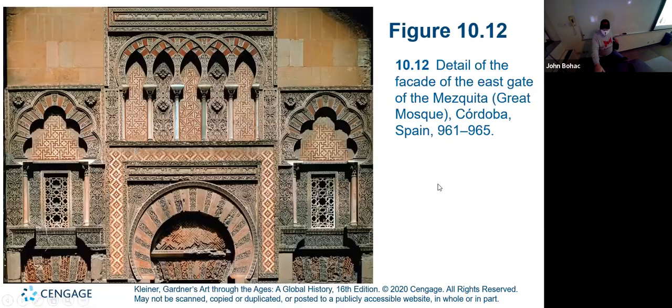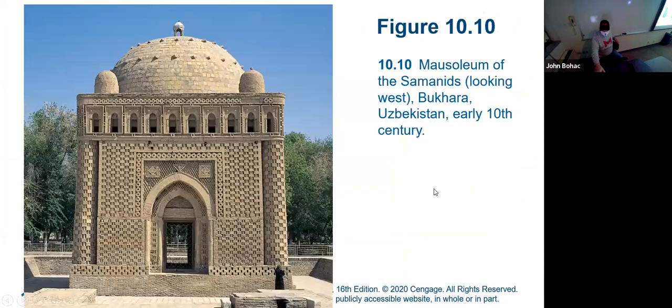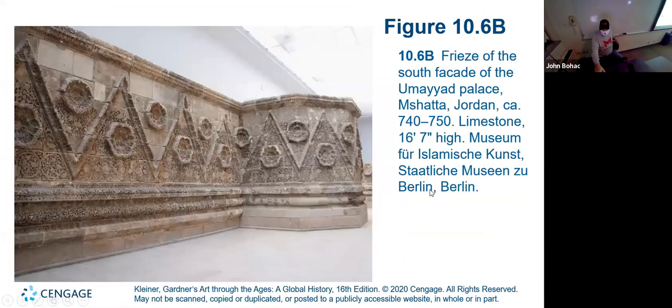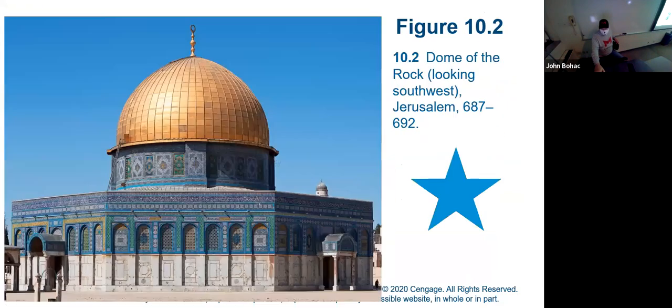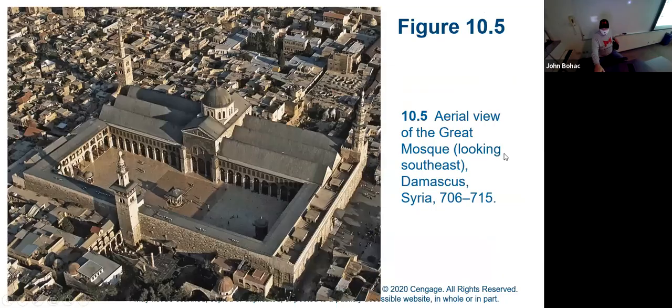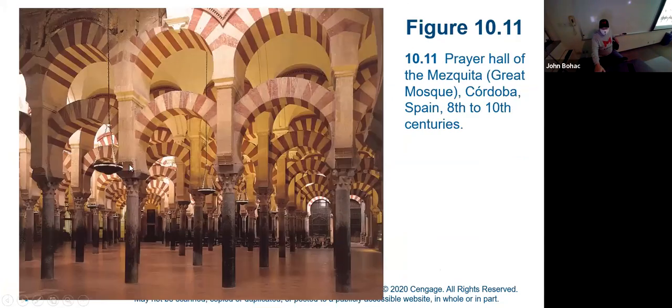I didn't have my film on this one. So I think this will be as far as we go today. So we saw the Great Mosque of Cordoba and the Dome of the Rock. And this is where we'll begin on Wednesday.